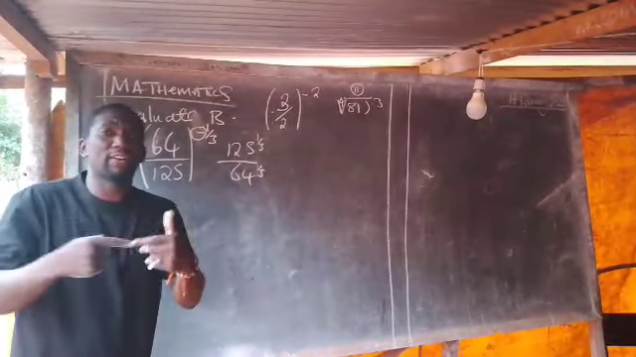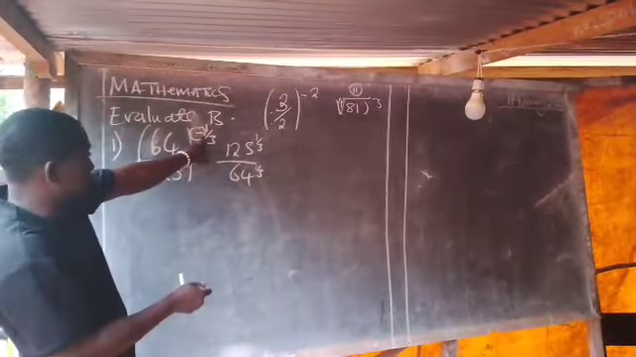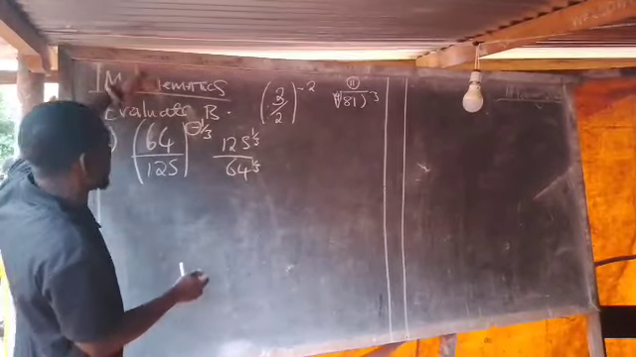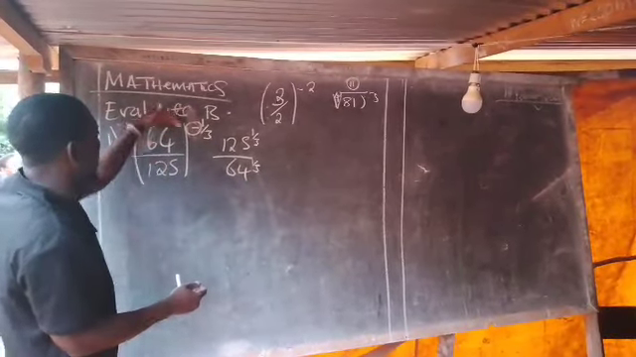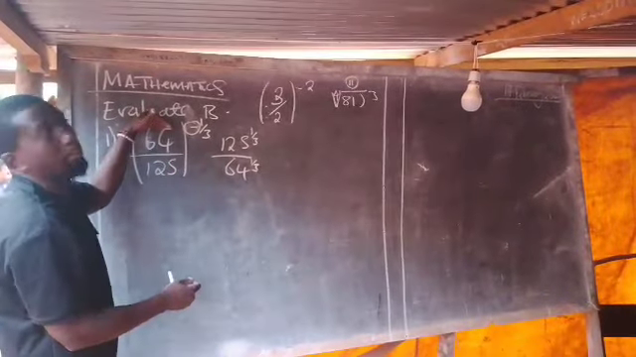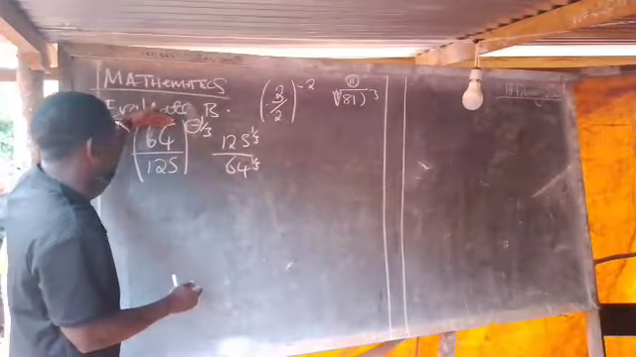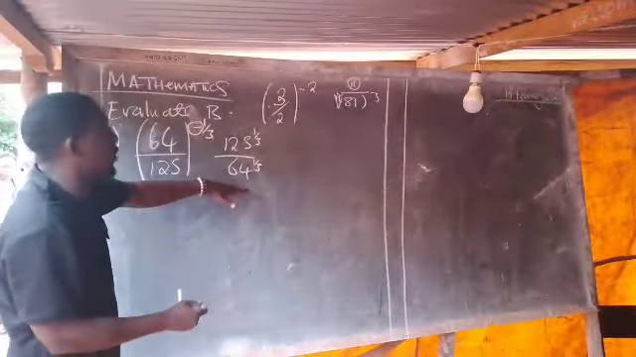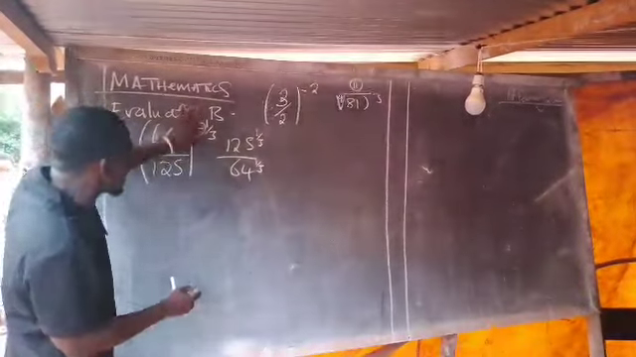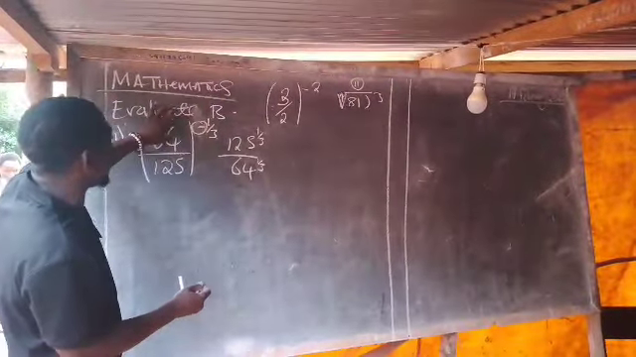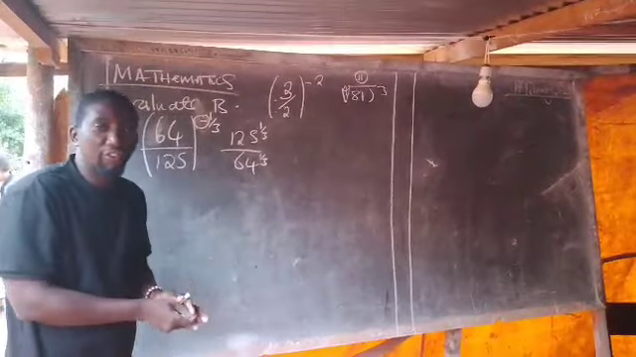Now if you check out what I've done, I got rid of this negative and then reciprocated what is in the brackets. The 125 was a denominator, it has become a numerator, and then the 64, which was a numerator, has come down as a denominator. Then this 1/3 has been powered to each part of the fraction.